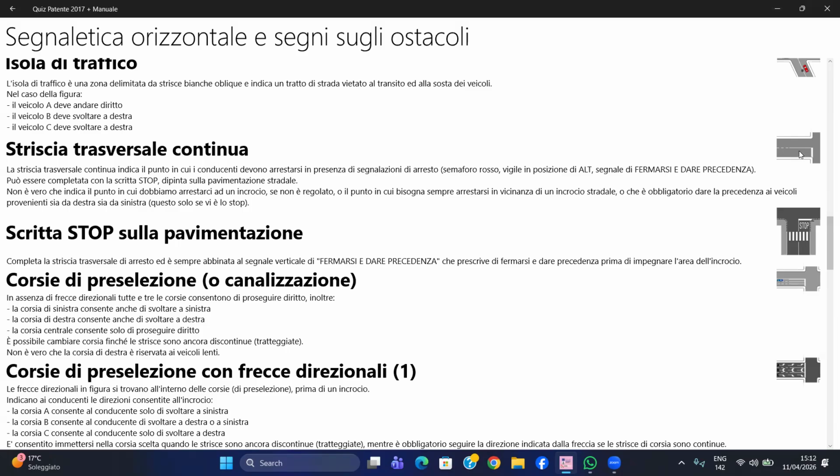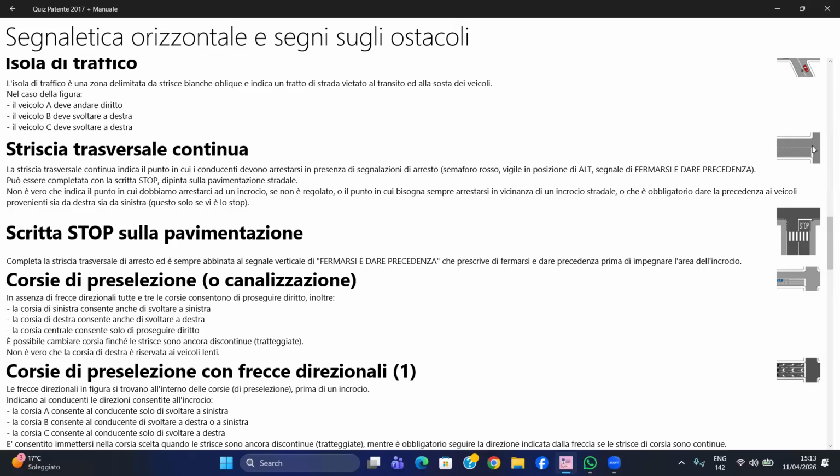Please take note. Okay. Then it said, è obbligatorio dare la precedenza al veicolo proveniente sia da destra che da sinistra. Questa solo se vi è lo stop. They said, if you see this sign, it's not true that it's a place where you have to give way for vehicles coming from your left and right hand side. This place.